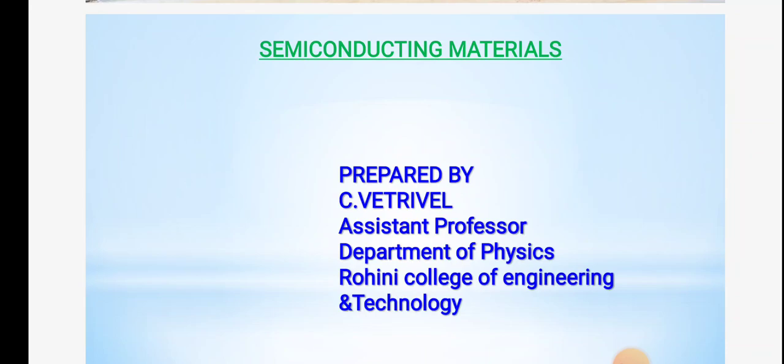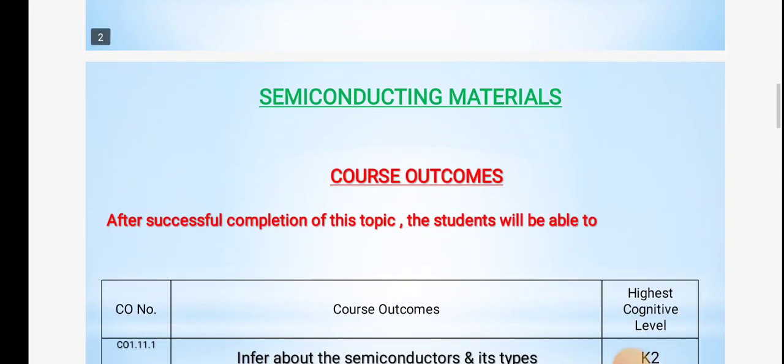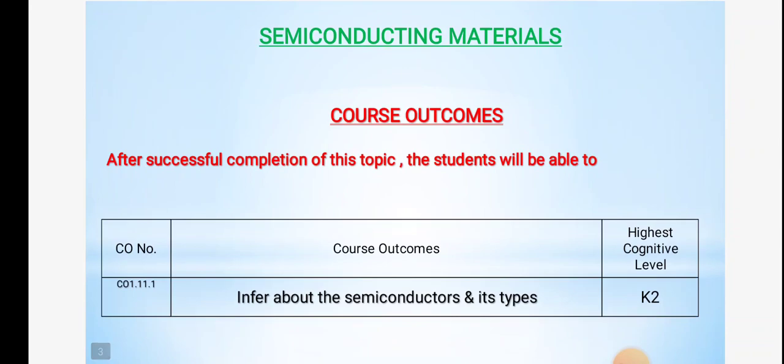In this video, we are going to discuss semiconducting materials. Let us see what semiconducting materials are. Now the course outcomes. After successful completion of this topic, the students will be able to infer about the semiconductors and its types. The highest cognitive level is K2.